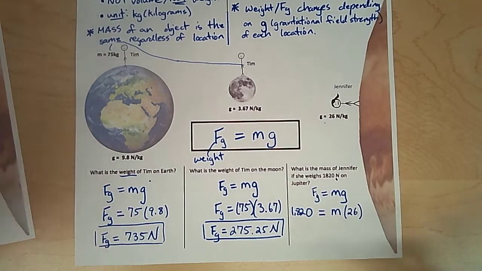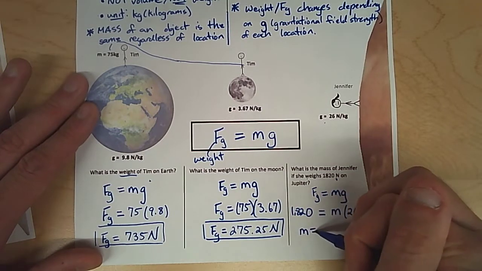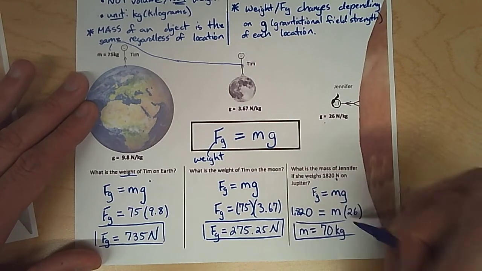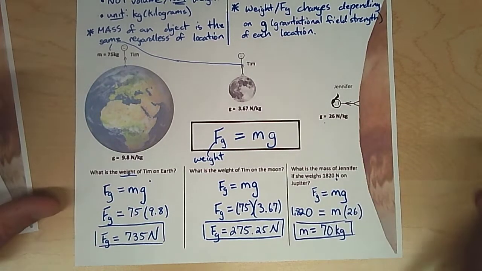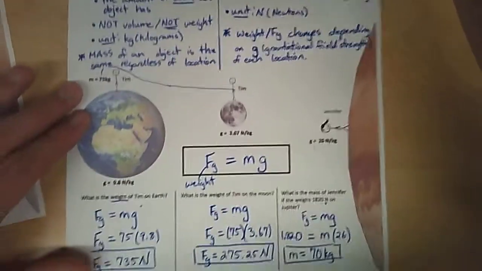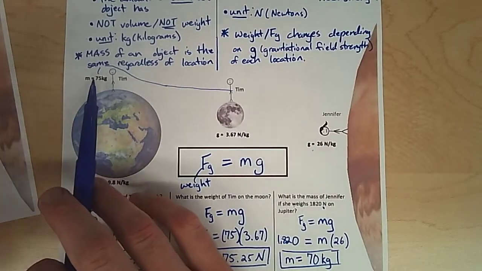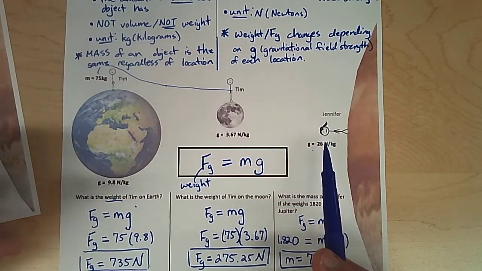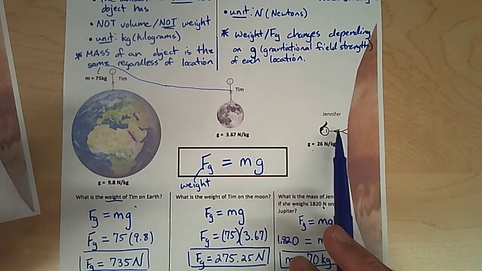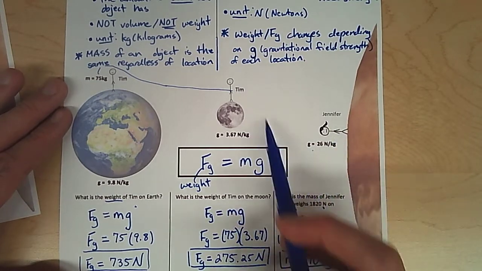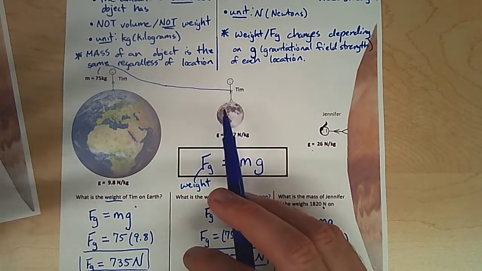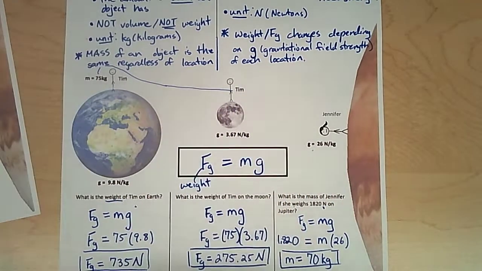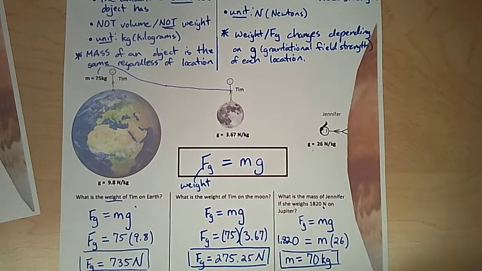All right. So then when you do the math on this, you're going to get that her mass is 70 kilograms. Right? So one thing you might be wondering is, Mr. Wolfe, you said that mass doesn't change, right? And it doesn't. But notice that before we were looking at Tim, his mass was 75 kilograms, and now we have a different person, Jennifer. So if Jennifer's mass is 70 kilograms, and she went over to the moon, her mass would still be 70 kilograms. And if she went over to the Earth, her mass would still be 70 kilograms. So as long as it's the same object, mass is not going to change.